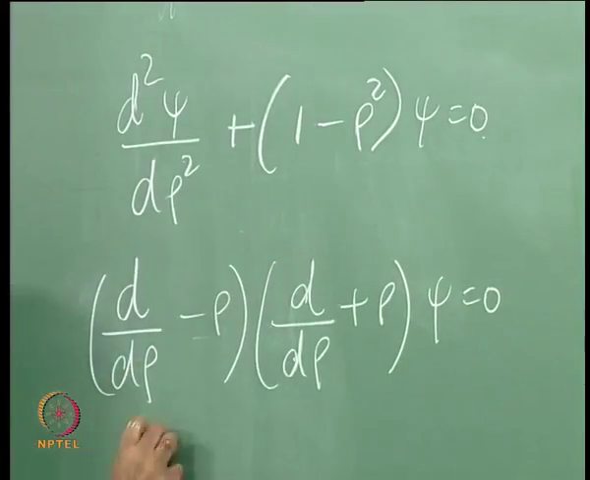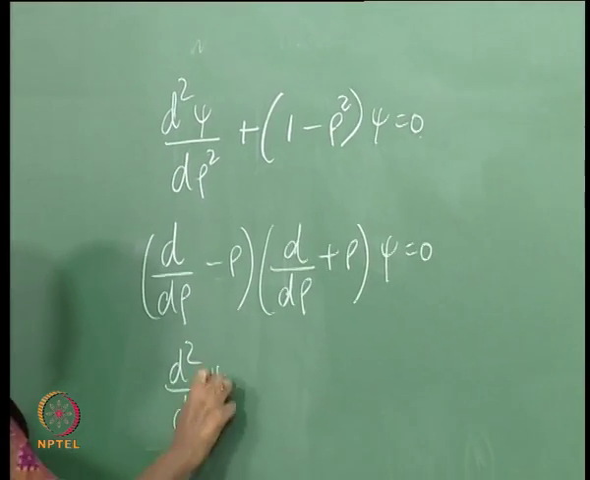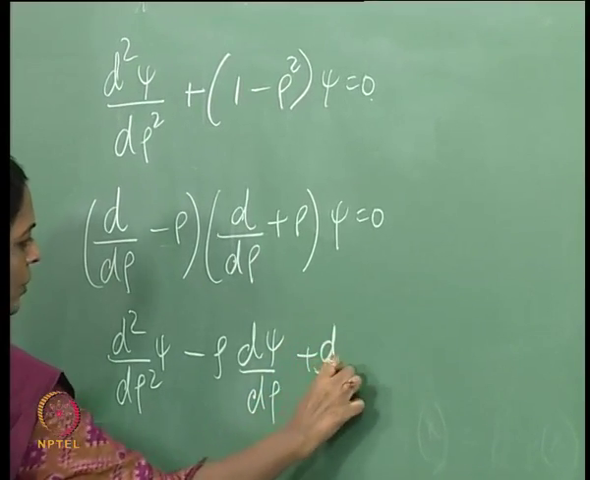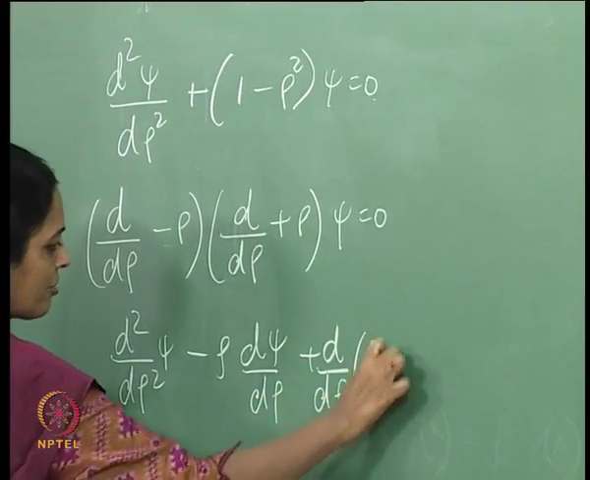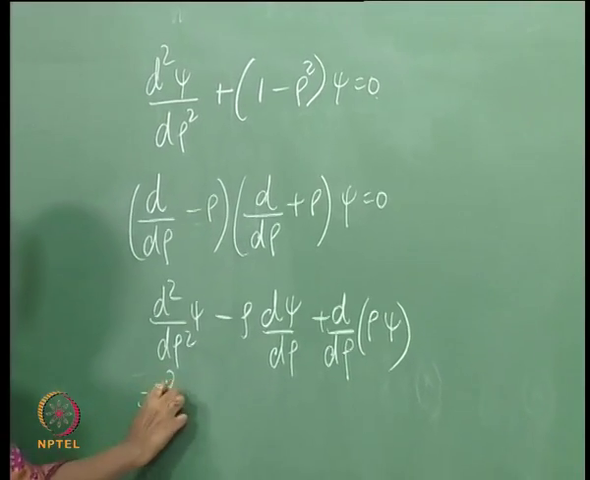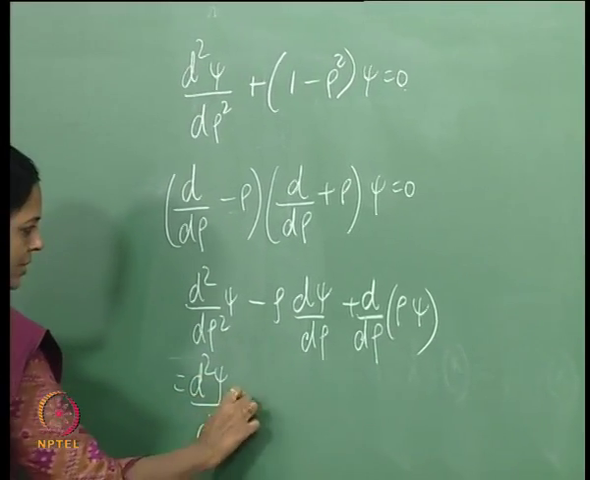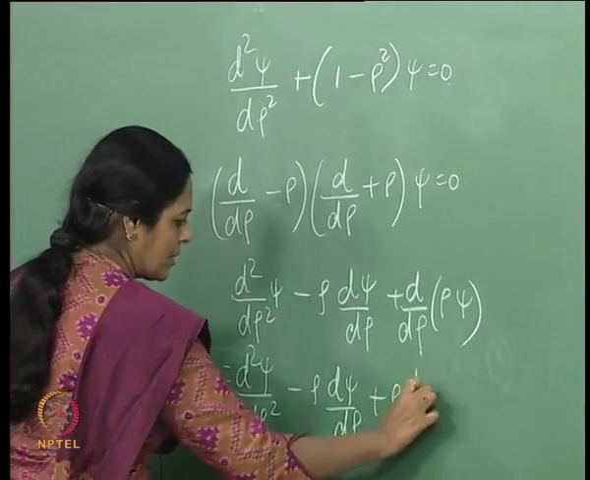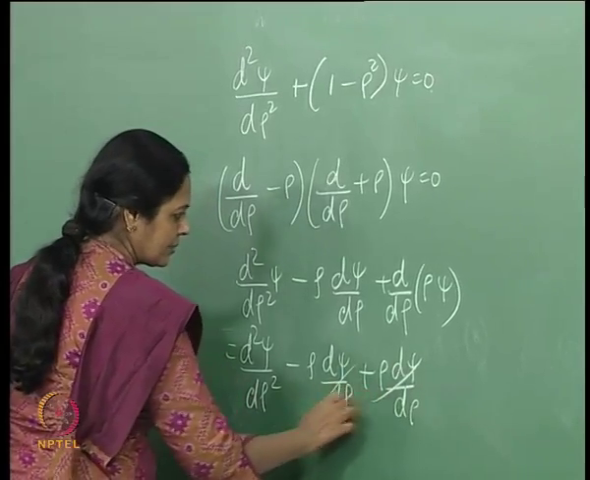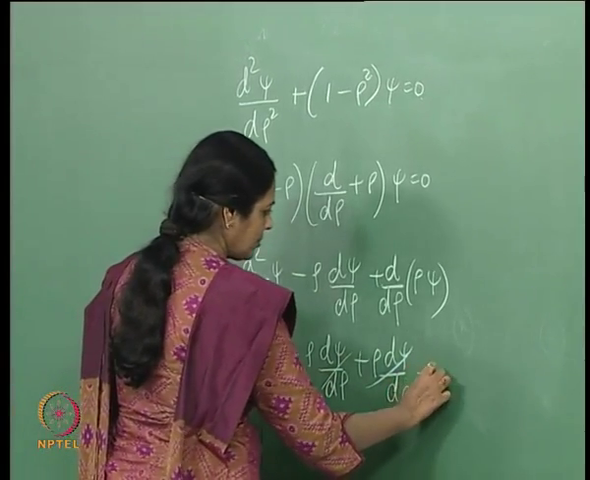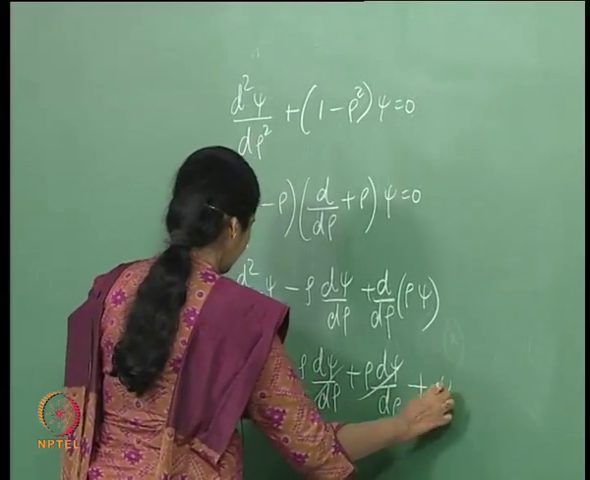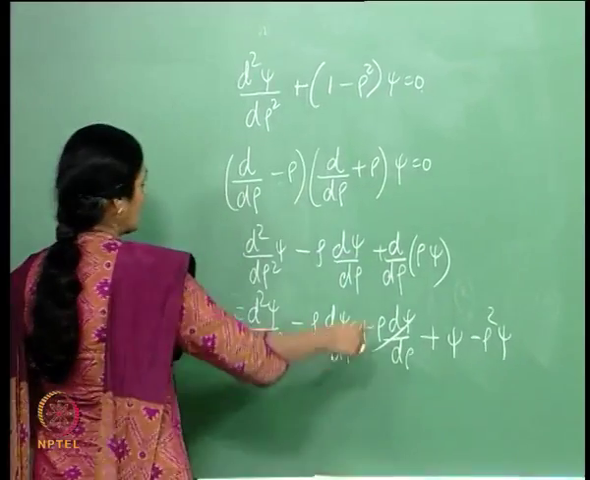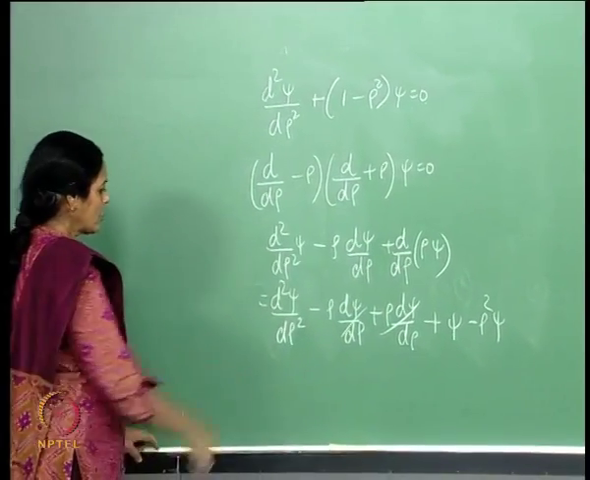because this is just d2 by d rho squared psi minus rho d psi by d rho plus d by d rho of anything that comes after that. So that is the same as d2 psi by d rho squared minus rho d psi by d rho plus rho d psi by d rho, and that cancels out, plus psi, and then I have a minus rho squared psi. So that gives me a plus 1 minus rho squared, which is what I have here.